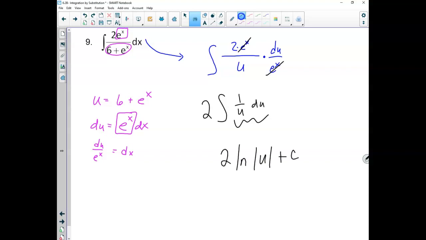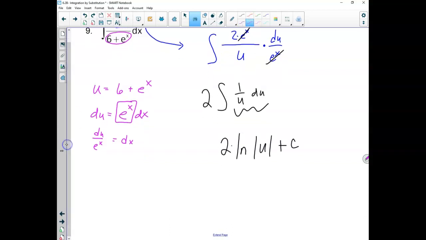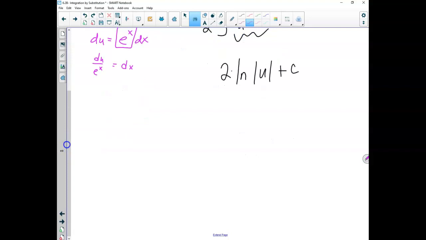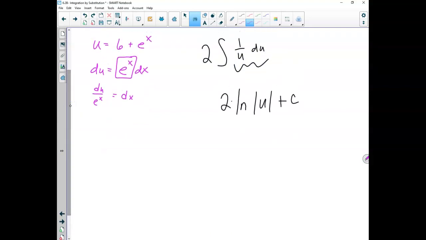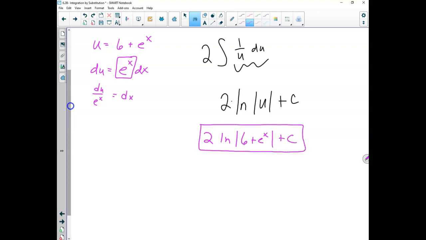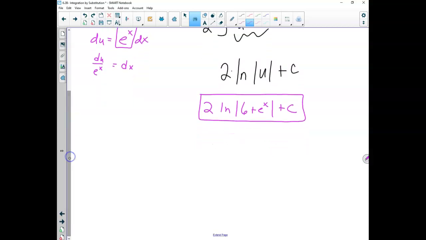Don't forget your constant that's multiplied times it, because you actually have 2 of those, right? And then also, don't forget that you need to back substitute your u in there. Okay? Because we said u equals what? 6 plus e to the x. So we're really looking at 2 ln absolute value of 6 plus e to the x plus c. There is my antiderivative.